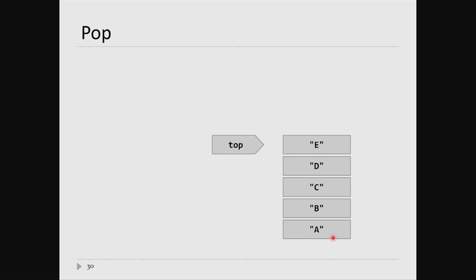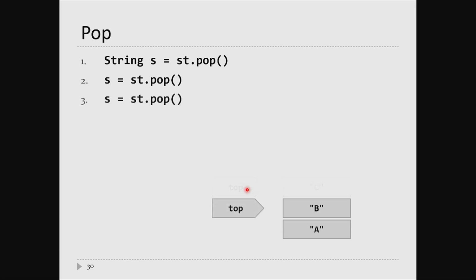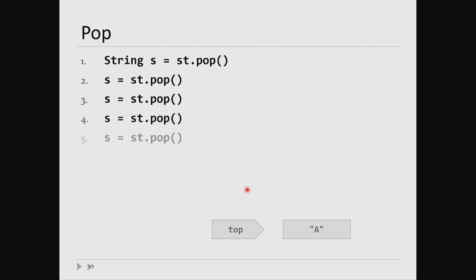Pop removes the top element of the stack and returns it to the caller. So I can pop the stack and store it in the string S. S is now E, and then the top moves down. If I pop again, S is now D, S is now C, S is now B, and now S is A. If you try to pop again, you get an exception because there's nothing in the stack.